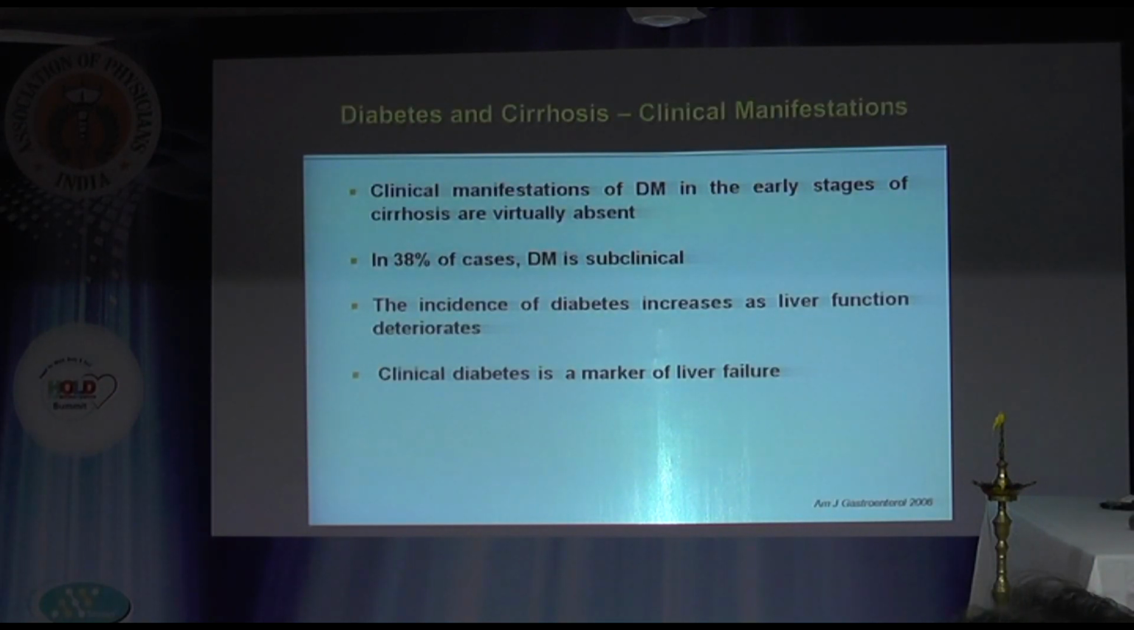So the other problem is in the diagnosis, because clinical manifestations of diabetes are virtually absent, and therefore unless you are really looking for it, you are likely to miss diabetes. And in about 40% of patients, diabetes is subclinical. What does that mean? If you do just a fasting blood sugar level, they may be normal. So you may not be able to pick it up unless you go ahead with a postprandial and an HbA1c, etc. The incidence of frank diabetes increases as the liver function deteriorates. Therefore, once a cirrhotic develops diabetes, diabetes is considered a marker of liver failure.